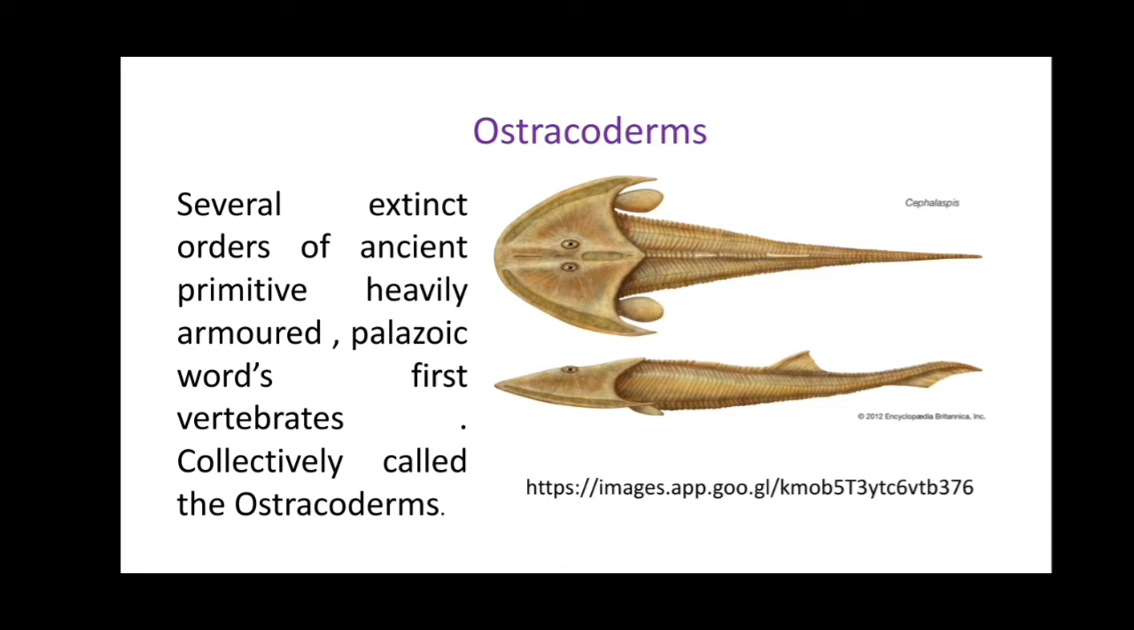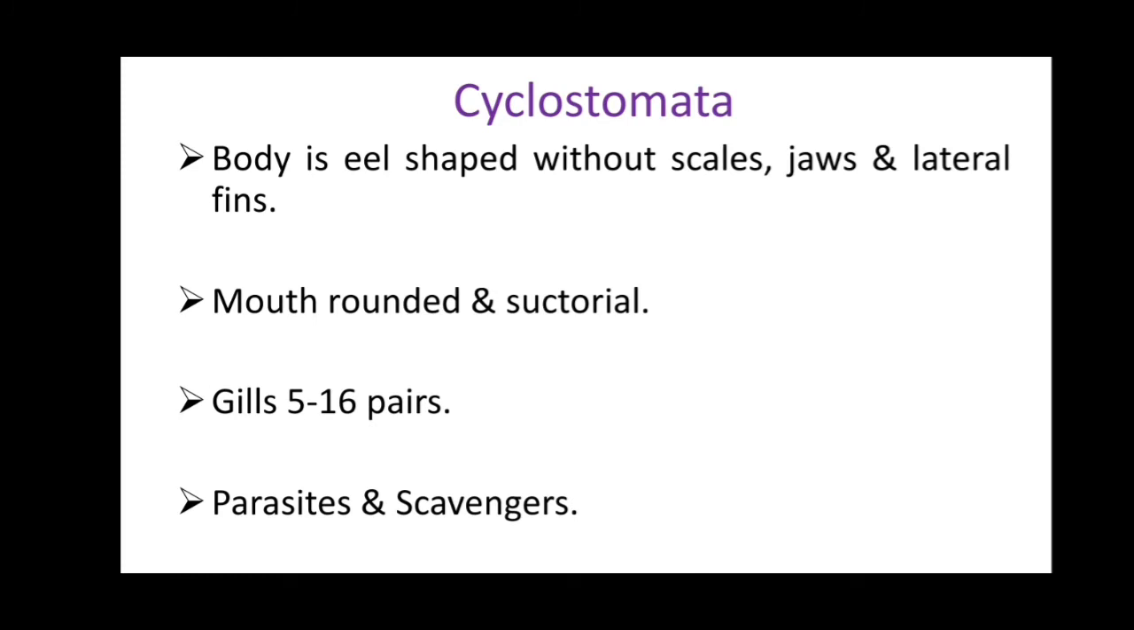Again, the next is Cyclostomata. Cyclos means circular and stoma means the mouth. The body is eel-shaped without scales, jaws and lateral fins. As we saw in ostracoderms, the body is covered with bony scales, but here the body is without scales. They have round bodies, laterally compressed.